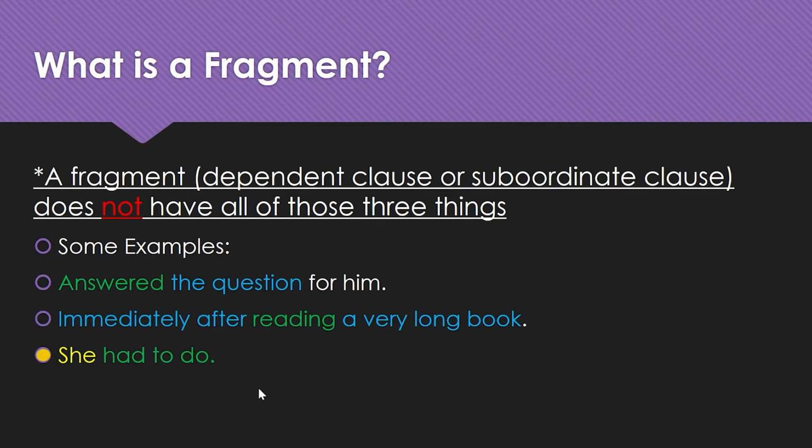She had to do. And so she had to do what? Now we don't have a supporting detail. We have a subject and we have a verb, to do, but we don't have a supporting detail. So what is being done in the sentence? So that's a fragment as well.